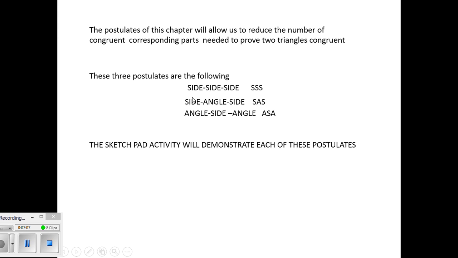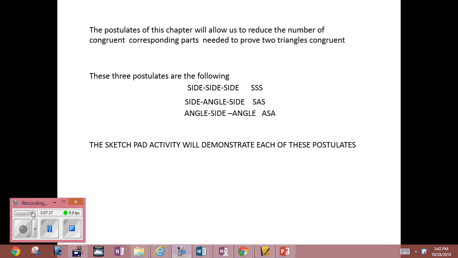If 2 sides and the angle in between, that's why it says SAS, are congruent, then the 2 triangles are congruent. Or if 2 angles and the side in between of one are congruent to the 2 angles and the side in between of another triangle, they're congruent. We will again demonstrate these with some Sketchpad activities. So we'll come back to that in the next presentation. That is all for now.